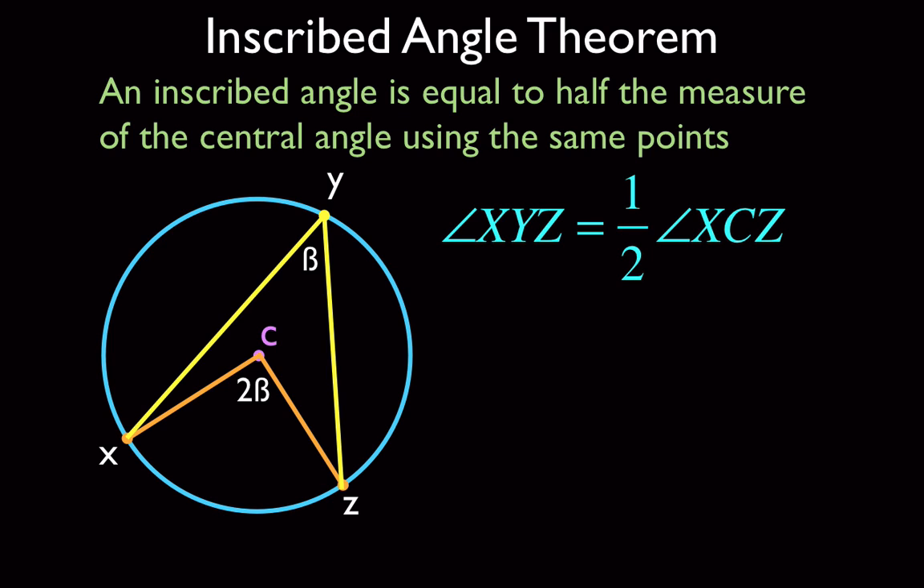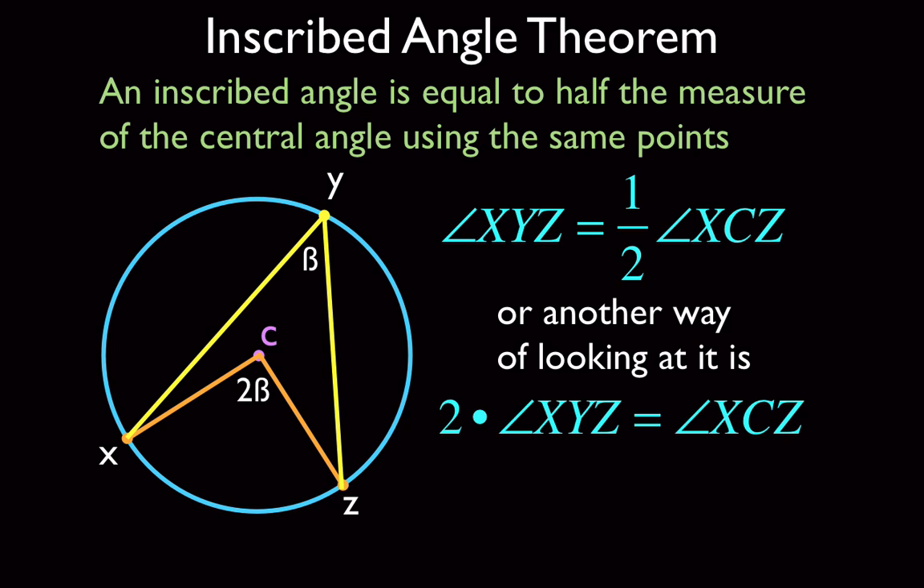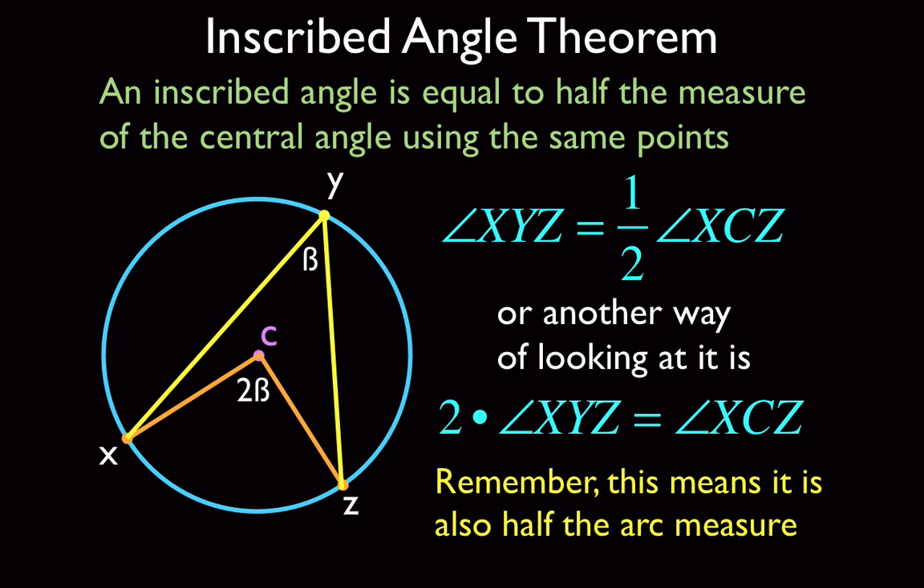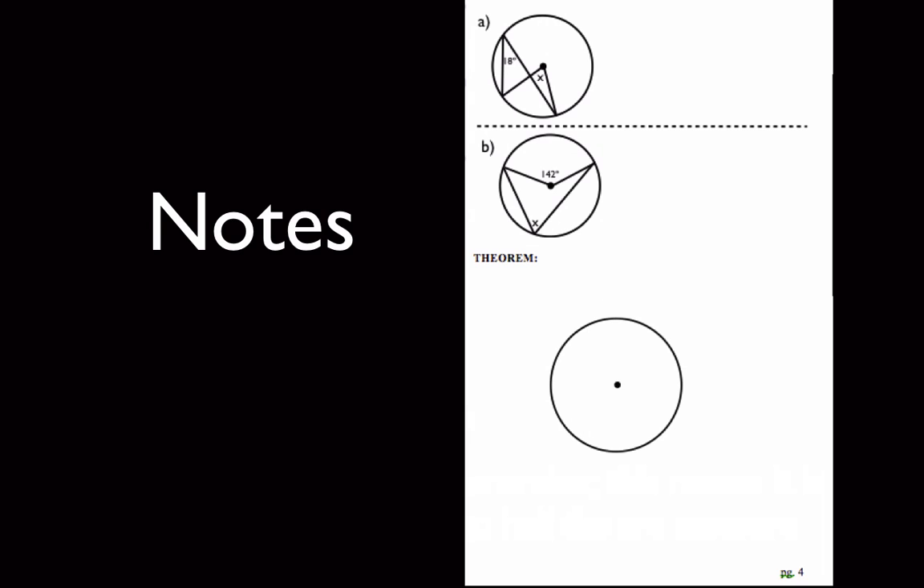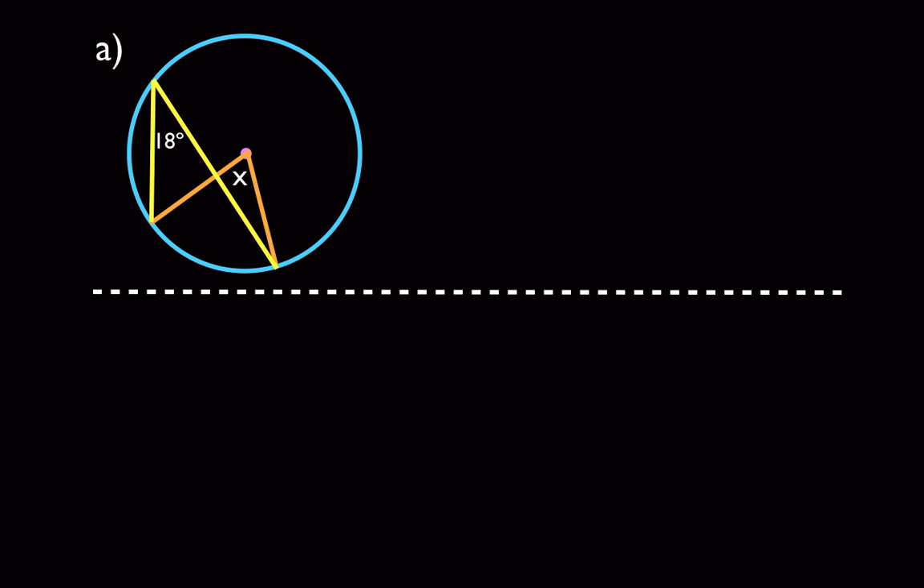Okay, so as it says, half of the large angle XCZ is equal to XYZ. Or as we said, if you take double the small one, you'll get the big one. So let's take a look at some actual practice. We're going to go ahead now to page 4 of our notes, and you may need to fill in a couple pieces on there.